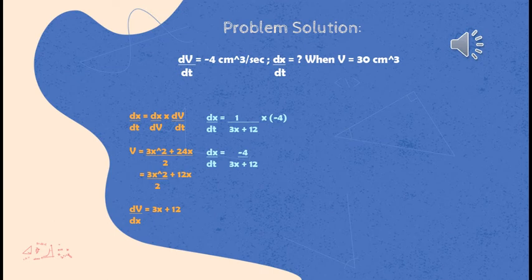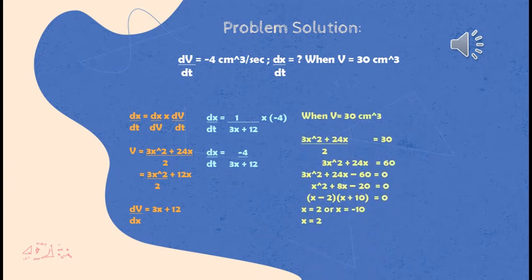To find the height of the water, what we need to do is set (3x squared plus 24x) divided by 2 equal to 30. 30 multiplied by 2, then we get 60. Bring 60 to the left. Simplify the equation, then we will get x equal to 2 and x equal to negative 10. But since we want to find the height of water, we use x equal to 2. At the end, we can find the rate of change.